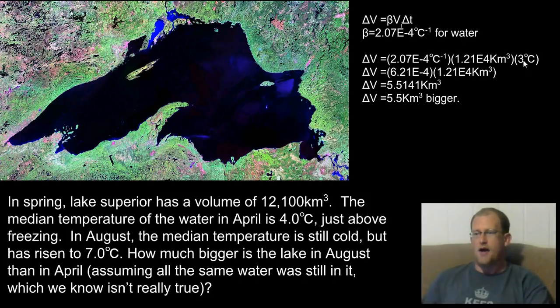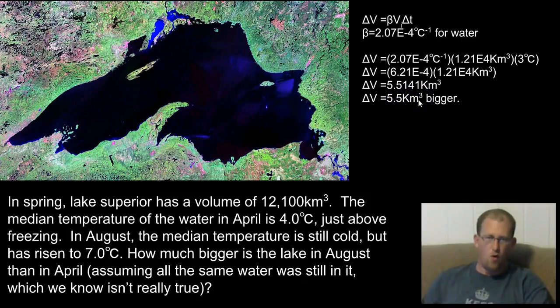All right? So I'm going to multiply, just like I did before, the degrees Celsius times the beta, so I can cancel the units and show you that they cancel out. So 2.07 times 10 to the negative fourth times 3 is 6.21 times 10 to the negative fourth, and the degrees Celsius and the degrees Celsius negative 1 canceled out. And now I have my volume, 1.21 times 10 to the fourth cubic kilometers. Multiply those two together, and the lake got bigger by 5.5141 cubic kilometers. Correcting for significant digits, it got bigger by 5.5 cubic kilometers.